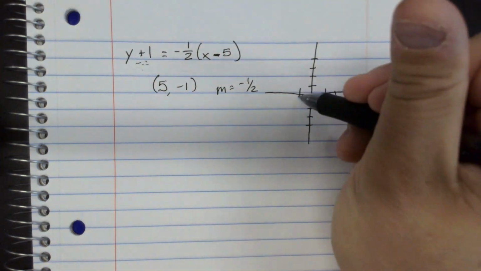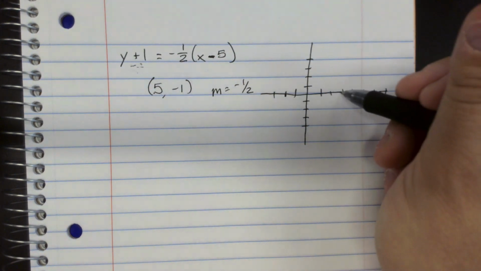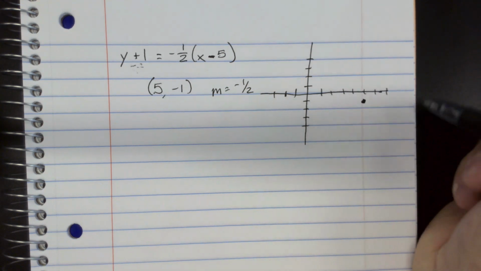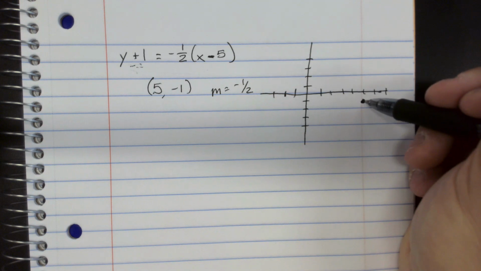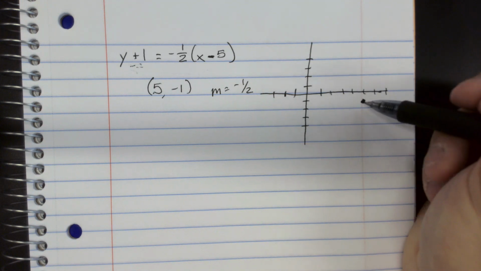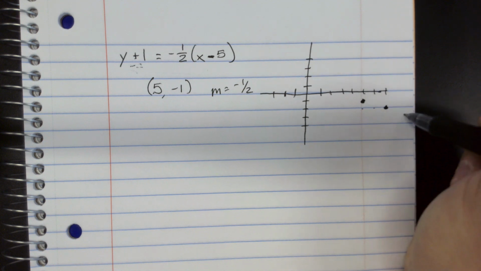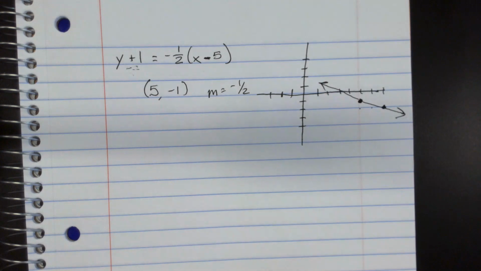Okay. What's our point, Dre? 5 and then negative 1. So our point's right there. Pull out your point first. From there, we're going to do our slope. What's our slope? Negative 1/2. So how do we plot it from here? Down 1 over 2. Down 1, right 2, and there's your graph. Okay, any questions?